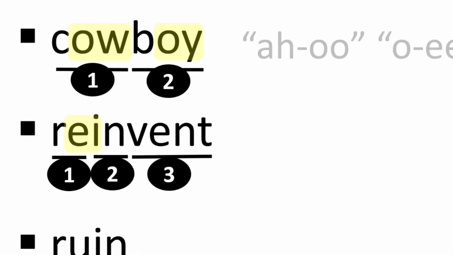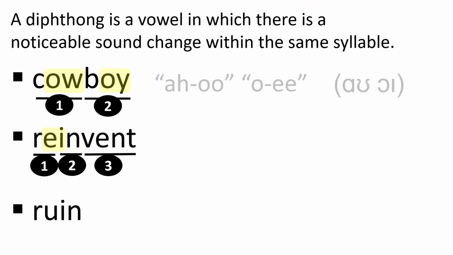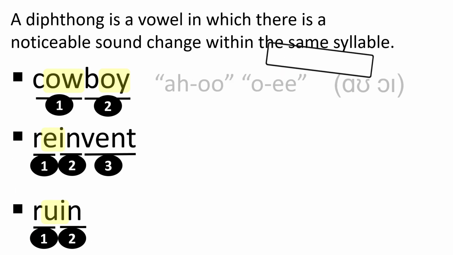But look at this one, ruin. That is less obvious, but it is still 2 syllables. So the U and the I is not a diphthong. The U belongs to syllable 1 and the I belongs to syllable 2. Just be aware that when you have a short unstressed vowel followed by a stressed vowel, like in ruin, it can sound a bit like a diphthong. But if it sounds like 2 syllables, then it will be 2 syllables. Remember, a diphthong appears within the same syllable.